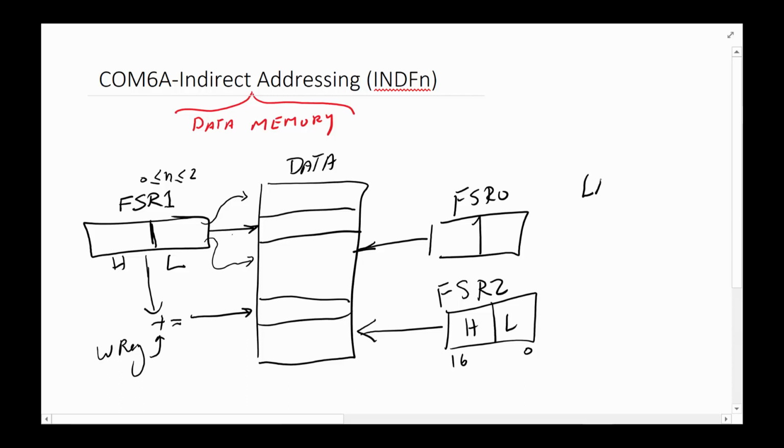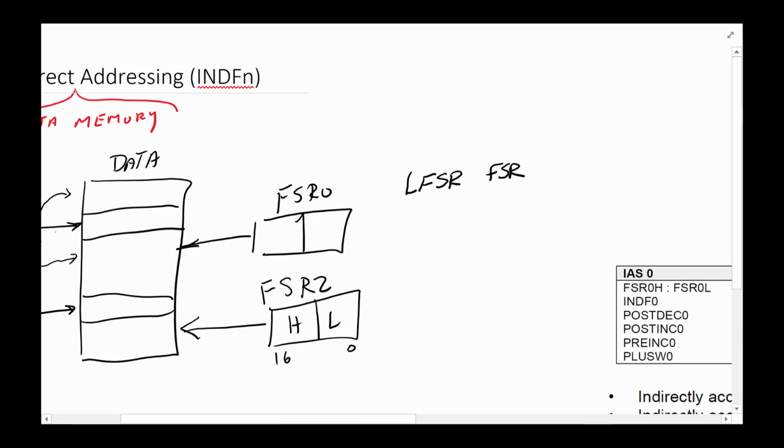There's a special instruction called LFSR. So if you want to write, for example, to FSR 0, I'll just say LFSR 0, 100, and it takes 100 and puts it in FSR 0. From then on, I can do that with FSR 1 or FSR 2.